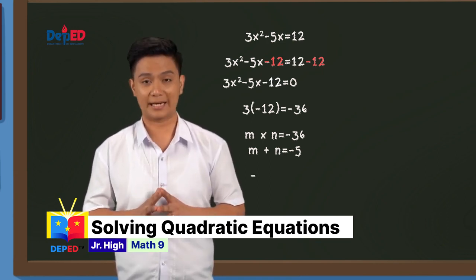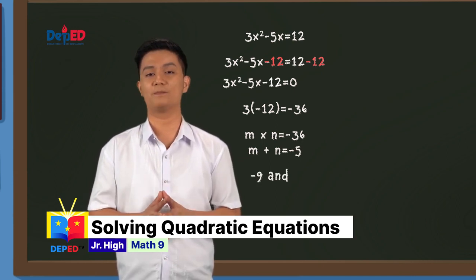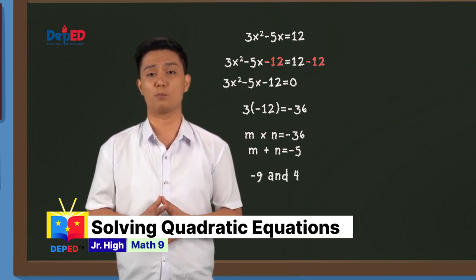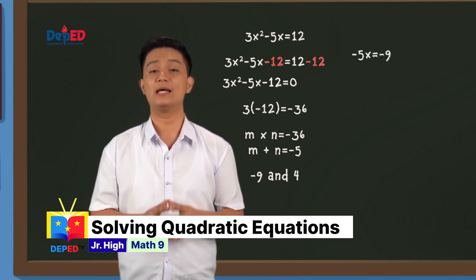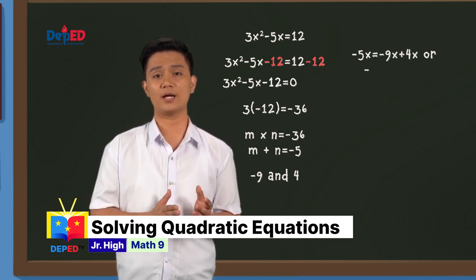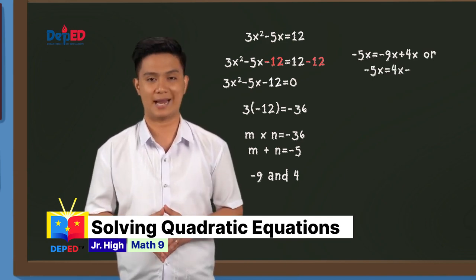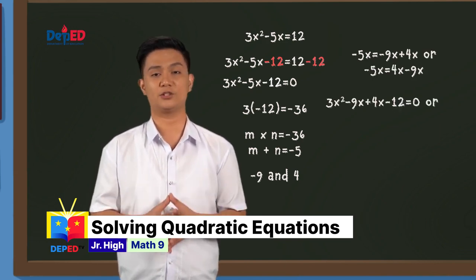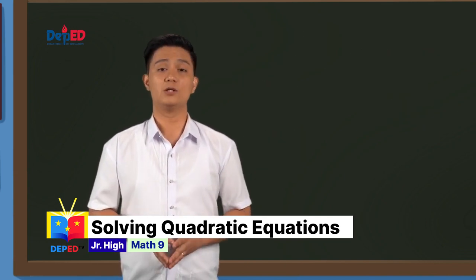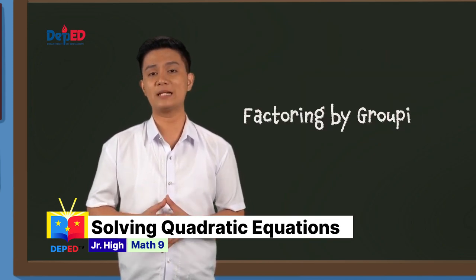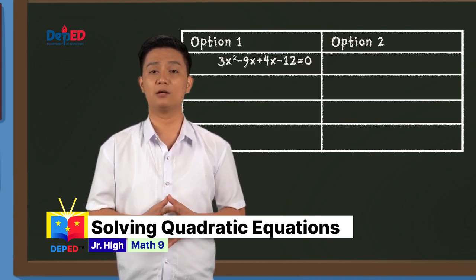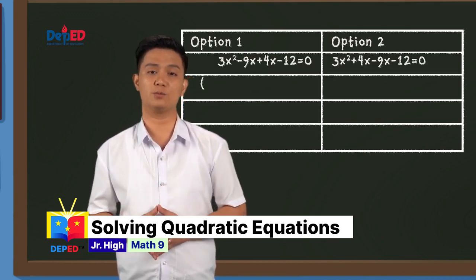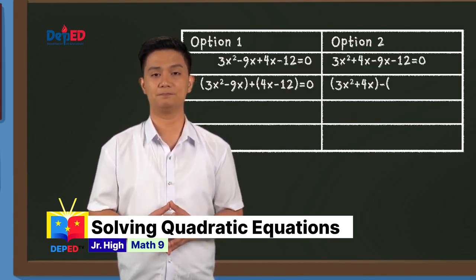They are -9 and 4. So we are going to use these numbers to break down the middle term -5x into -9x plus 4x or 4x minus 9x. So let's rewrite the trinomial. We will use the factoring by grouping technique.